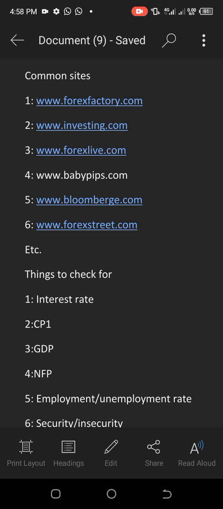So we have the NFP, non-farm payroll. You can also use it. It affects the market and influences the market. Employment slash unemployment rate. It has volatility to the market. So when the employment rate, let's say for the new month, has increased, what do you think is happening now?